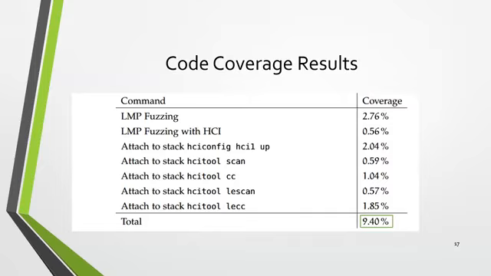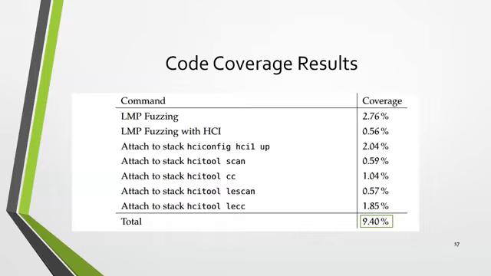Basically, this attaches Frankenstein to the Linux Bluetooth stack, allowing interaction with the firmware using tools like hcitool and hciconfig. And all of those total together covered about 9.4% of the code. So over 90% of the total Bluetooth firmware code has yet to be analyzed.